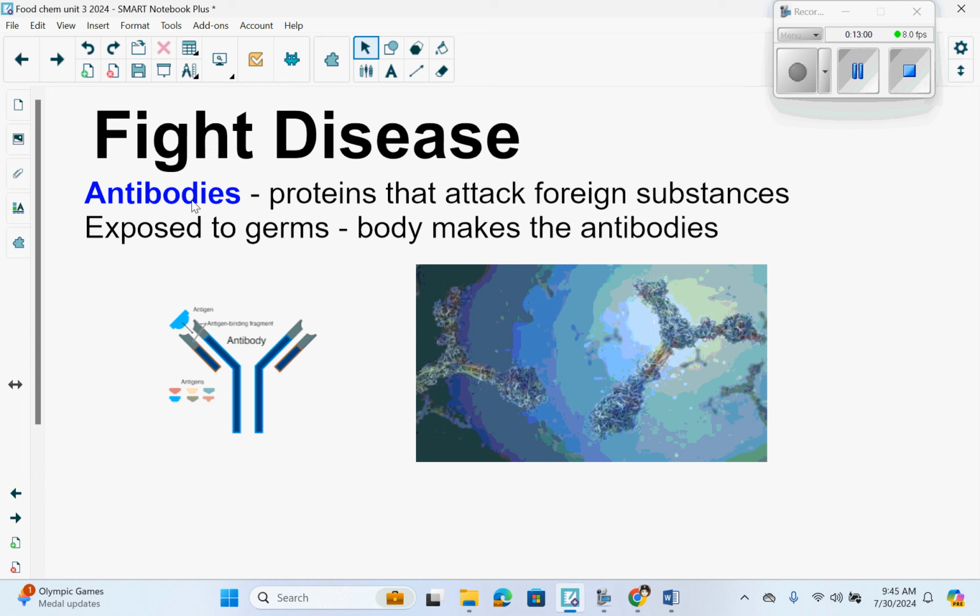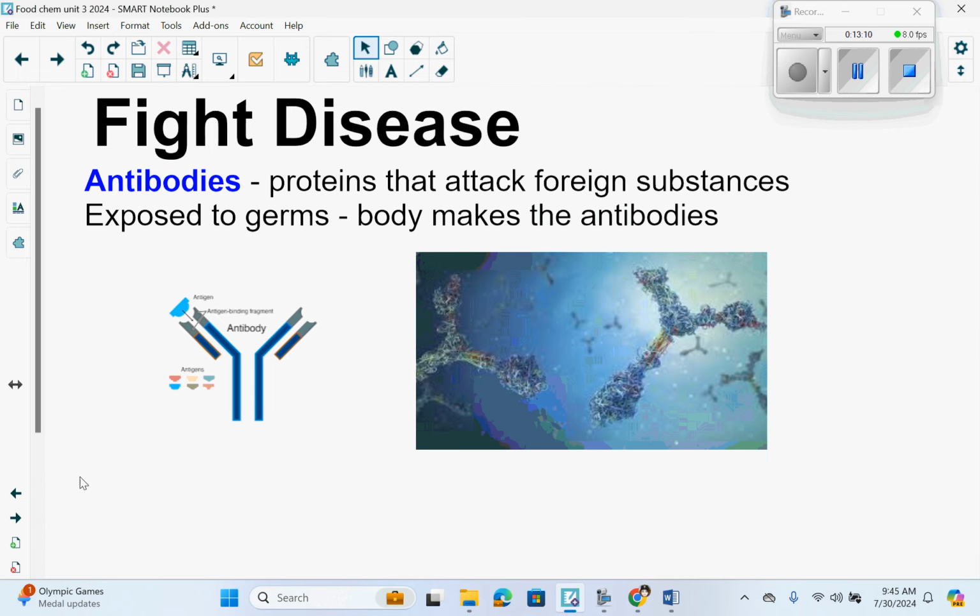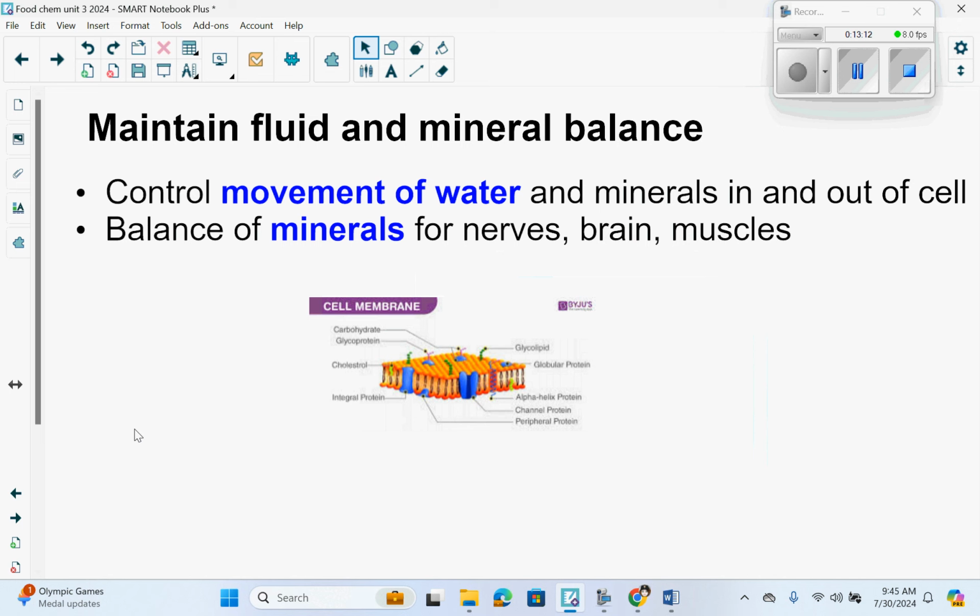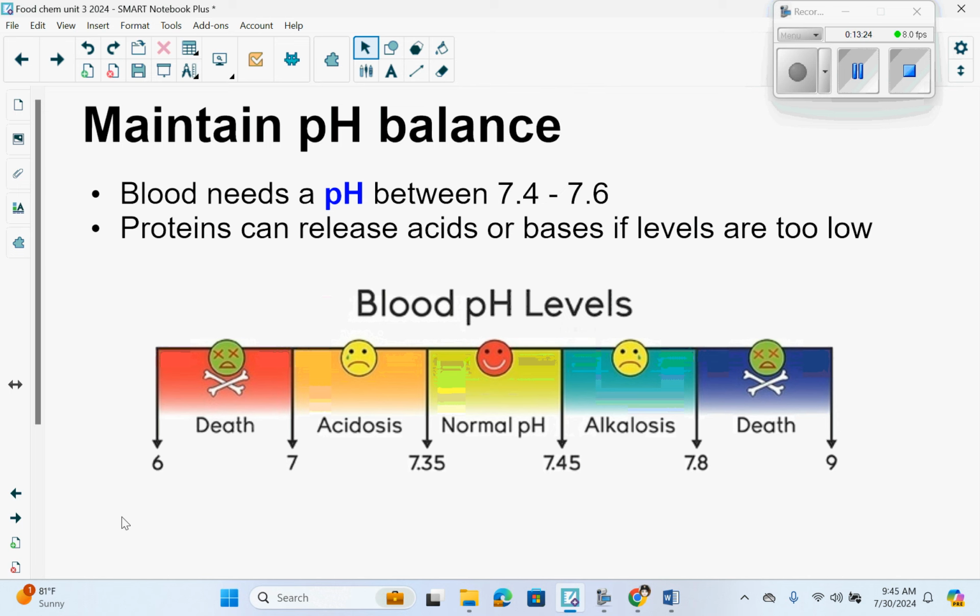They fight disease. These are your antibodies, which are proteins that attack foreign substances. When you're exposed to germs, your body will make antibodies to fight those germs. These are proteins. They maintain fluid and mineral balance. They control the movement of water and minerals in and out of the cell. There's a balance of minerals for your nerves, brain, and muscles. They maintain pH balance. The blood needs a pH between 7.4 and 7.6. Proteins can release acids or bases if your levels are too low.